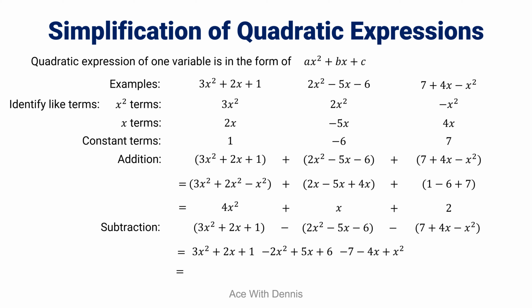Then the next step, we will group the like terms together again. So we will have 3x squared minus 2x squared plus x squared plus 2x plus 5x minus 4x plus 1 plus 6 minus 7. And we'll get 2x squared plus 3x, and the constant term is 0, so we don't write the constant term here.